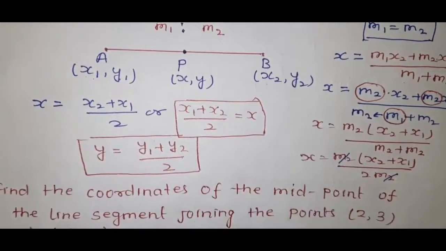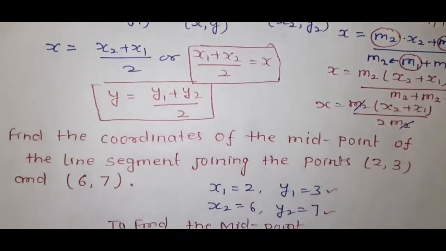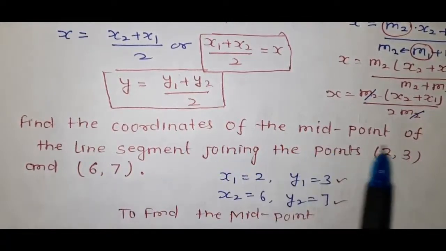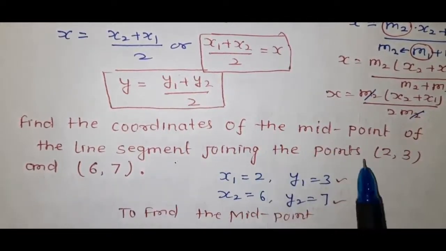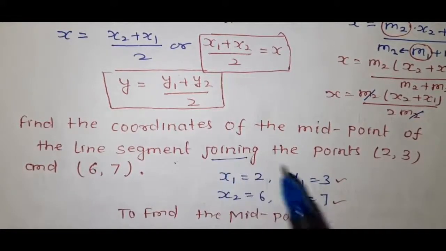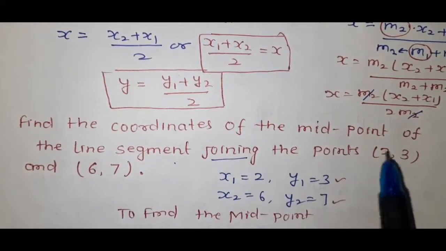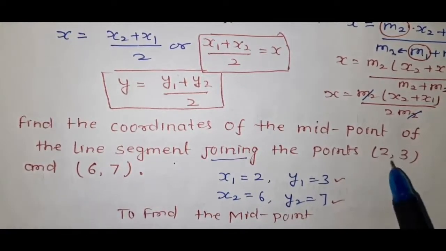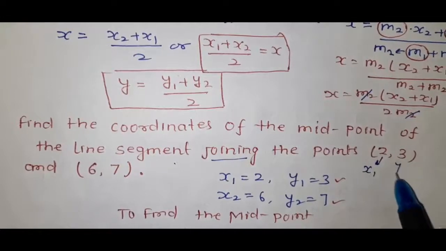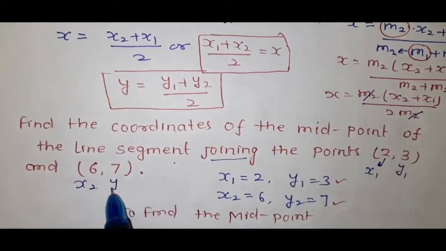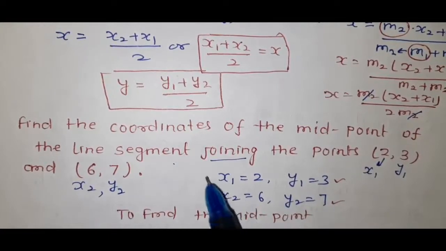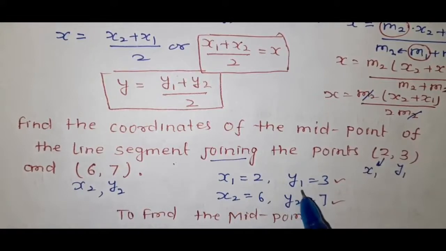It's very simple. Let us see one example based on this midpoint formula. The question is: find the coordinates of the midpoint of the line segment joining the points. Again, this word joining gives us the idea about the endpoints. So the endpoints are 2, 3 and 6, 7. This is x1 and y1, this is x2 and y2. Let us note down: x1 is equal to 2 and x2 is equal to 6, y1 is equal to 3 and y2 is equal to 7.